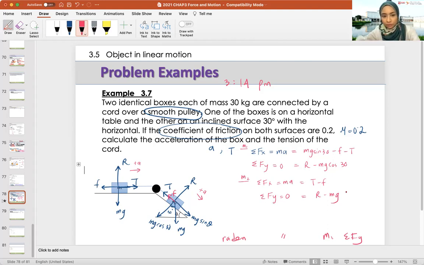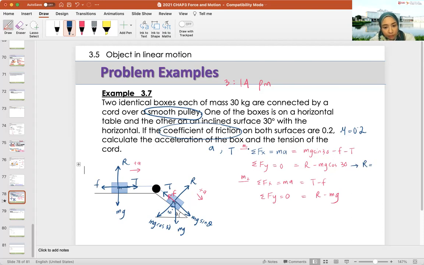Okay, good. I think everyone is getting it. So that's really good. Okay, so sekarang kita cuba solve lah. So we want to solve for A and also for T. What should I do here? Any ideas? So we can solve for R from here, right? So R is going to be mg cosine 30.